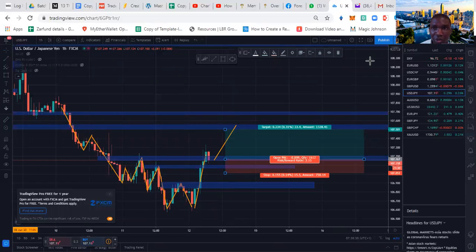Guys, when you're trading, make sure on your trades right now, your trade should be 0.01 lot size, guys.